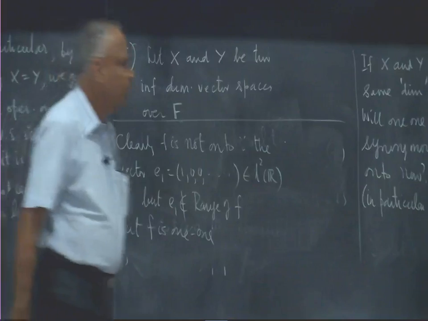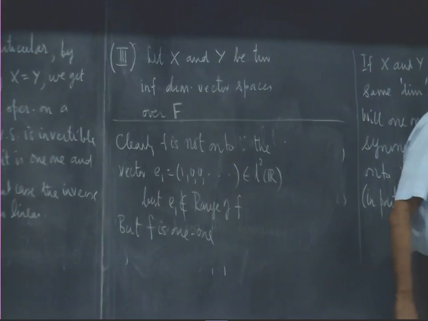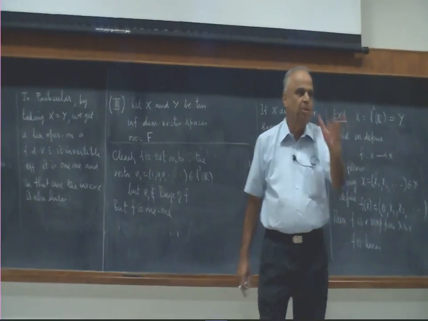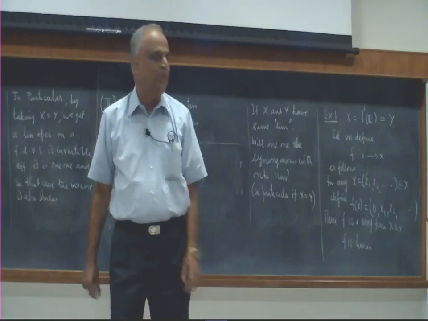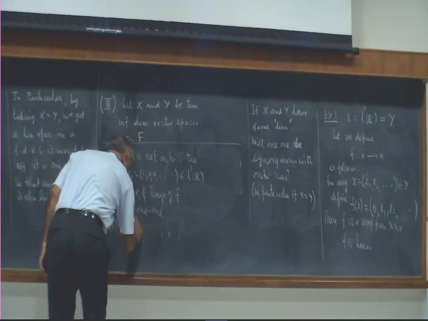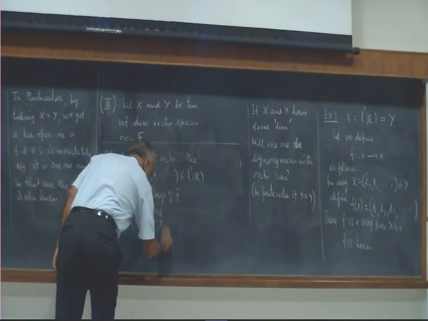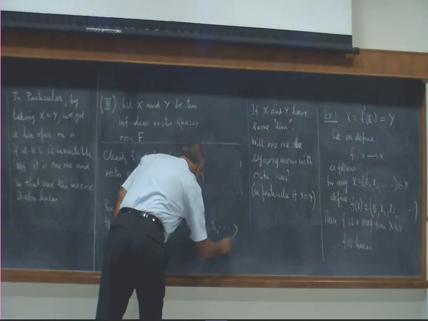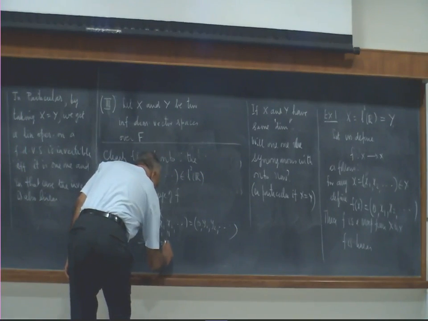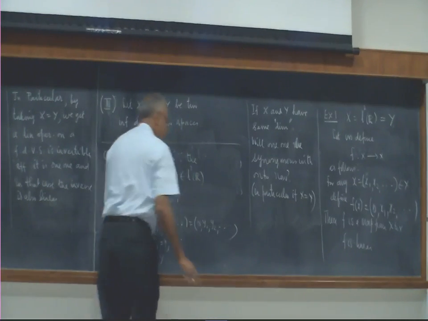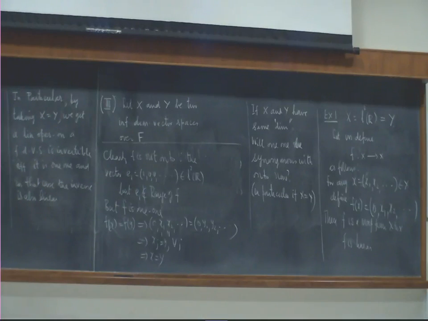Why is f 1-1? If f(x) equals f(y), then (0, x1, x2, ...) is the same as (0, y1, y2, ...). So, x1 must be equal to y1, x2 must be equal to y2, x3 must be equal to y3, and so on. Therefore, f(x) equal to f(y) implies (0, x1, x2, etc.) is equal to (0, y1, y2, etc.), which implies xj is equal to yj for all j, which implies x equal to y. Therefore, f is 1-1. The two values can be the same only if the two arguments are the same.